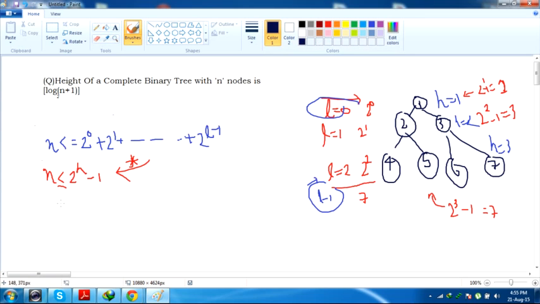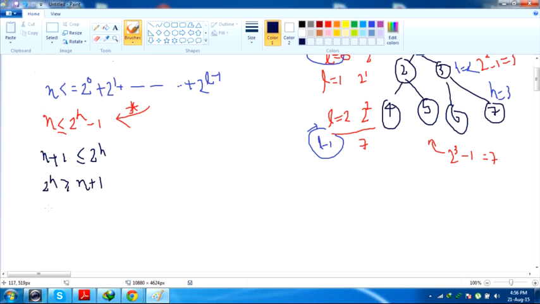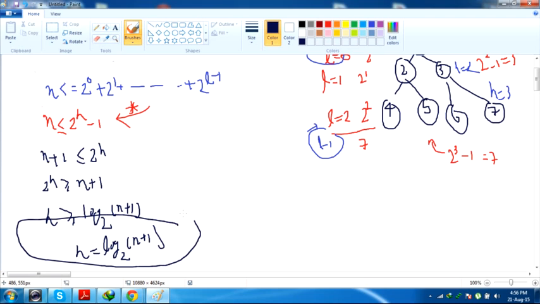So solve it. Adding 1 on both sides, you will get the expression. I am just writing it: 2 to the power h is greater than or equal to n plus 1, same expression. Now taking log on both sides with base 2, h will give you log base 2 of n plus 1. Nothing, simple, nothing in it. It's so simple to prove. If h is greater than or equal to this, then h is at least log base 2 n plus 1. So this way you can prove it. This is the way we will proceed to prove that particular question.